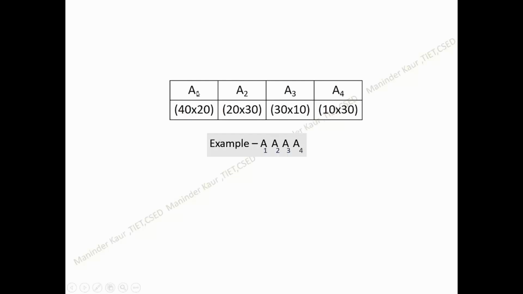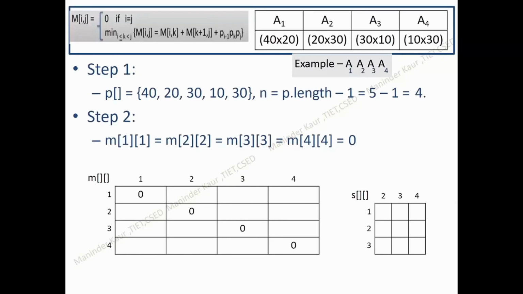now given an example where four matrices are given with their dimensions, our goal is to find the optimal order in which these matrices should be multiplied to get the minimum optimal value for the number of multiplications. Now how to solve that? Go step by step.